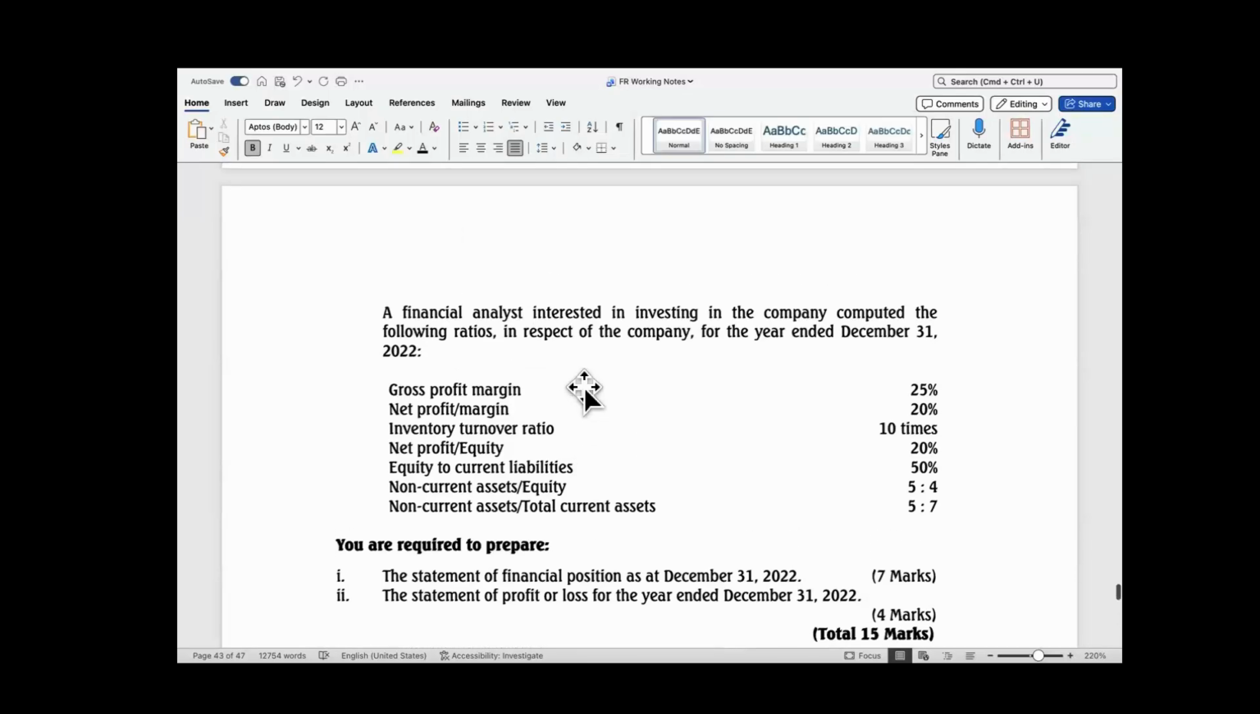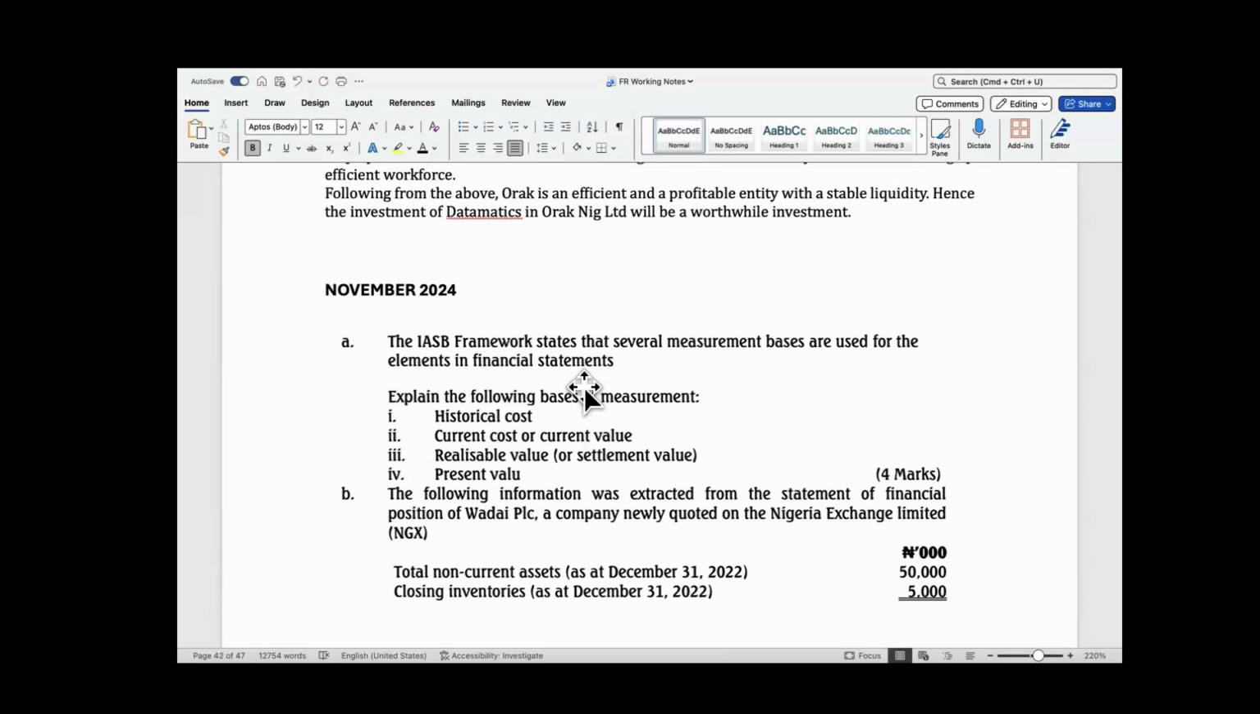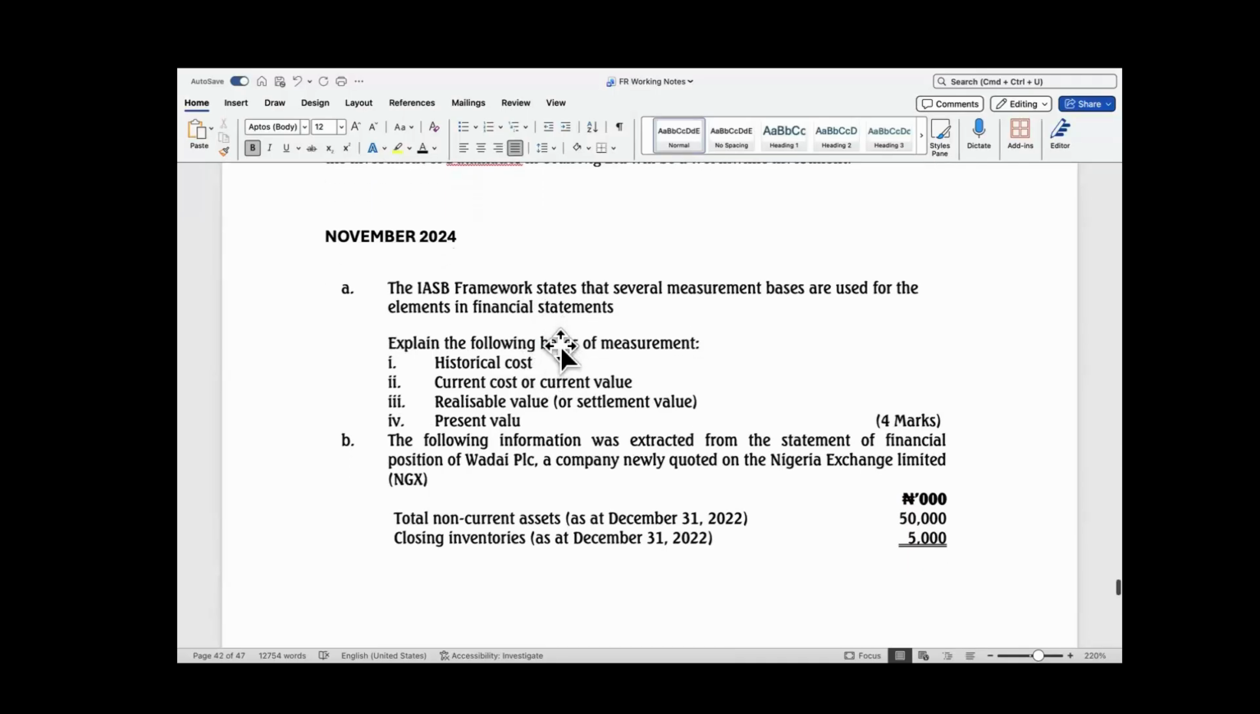Okay. So the A part was for 4 marks. They wanted you to explain the following: historical cost, current cost, realizable value, and present value.